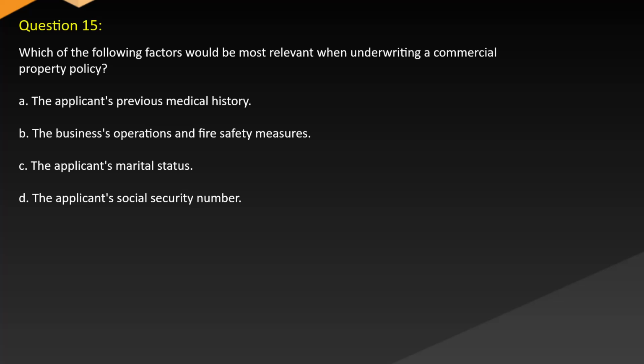Question 15. Which of the following factors would be most relevant when underwriting a commercial property policy? A. The applicant's previous medical history. B. The business's operations and fire safety measures. C. The applicant's marital status. D. The applicant's social security number.